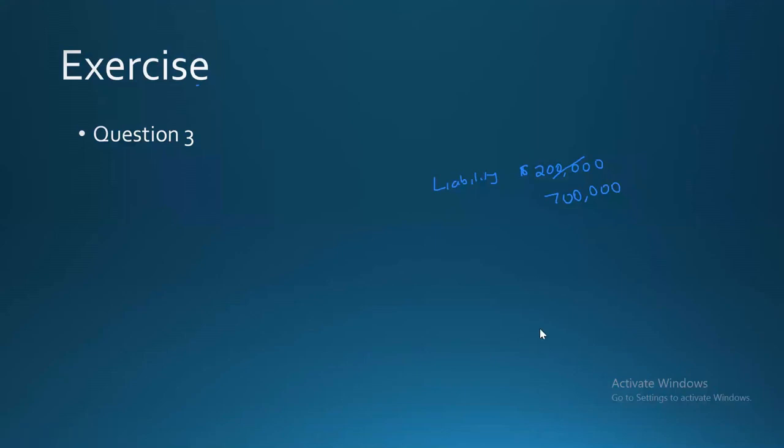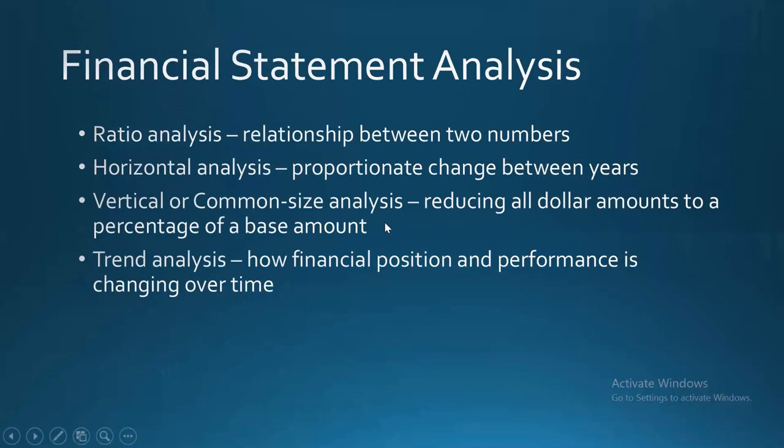All right, so let's go to our last topic for chapter 23, which is financial statement analysis. You've been doing this throughout your accounting courses. Ratio analysis, looking at the relationship between two numbers, you've been doing it in all your accounting courses. You always have some sort of ratios that you have to look at. Horizontal and vertical or common size analysis, you did that in intro accounting, where you looked at the proportionate change between years. So how much the numbers changed year over year for horizontal.